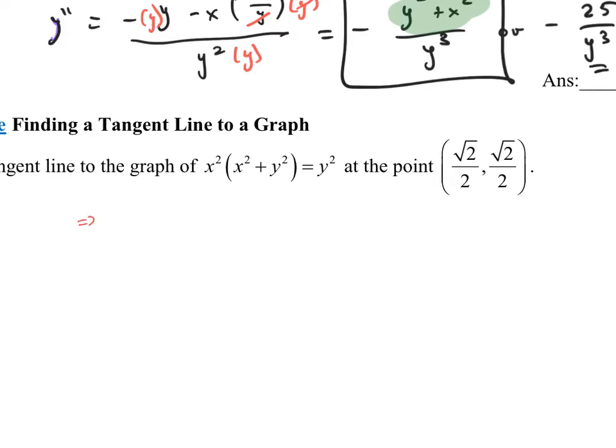So what my equation really is, I'm going to get x squared times x squared is x to the 4th, plus x squared times y squared is x squared y squared, equals y squared on the right-hand side. Sorry, it looks like the square didn't come through there. So it's x to the fourth plus x squared y squared equals y squared. Now I want to differentiate both sides with respect to x.